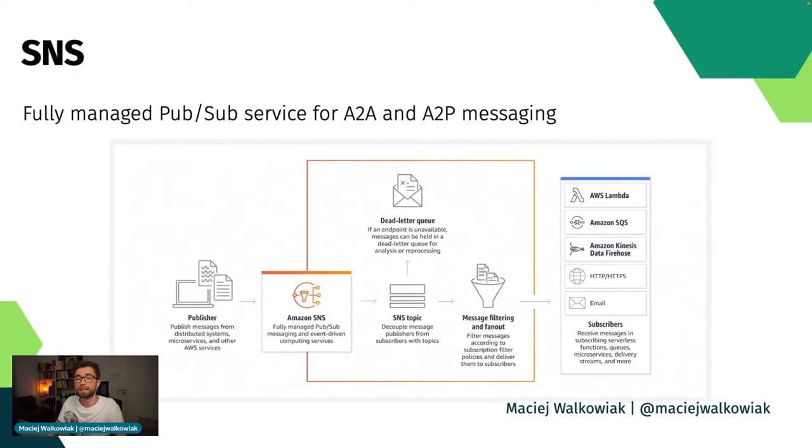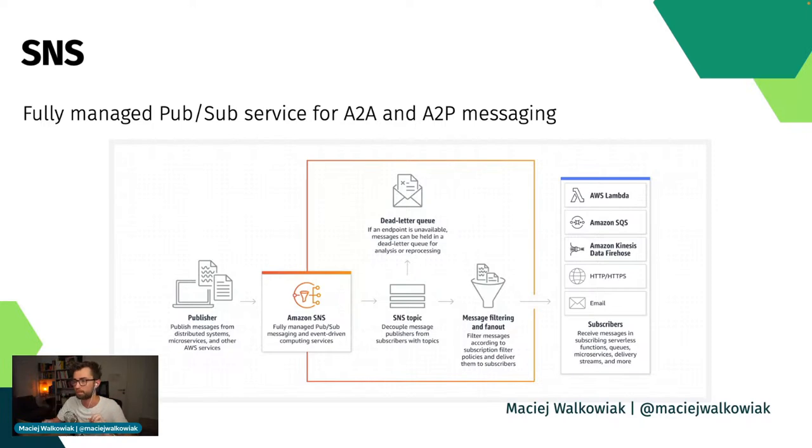Another service that I would like to talk about is SNS. SNS is a managed pub/sub service for application to application and actually more messaging. So the basic idea is that you create a topic on the AWS side, and different components can subscribe to this topic. It can be AWS Lambda, it can be an SQS queue, it can also be an HTTP endpoint. And then the application can publish a message to a topic, and then it will be automatically distributed to anyone who subscribed to it.